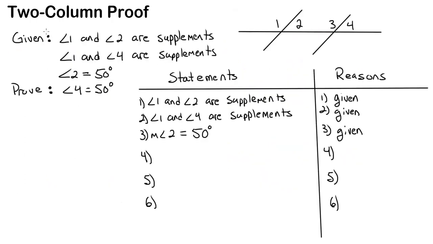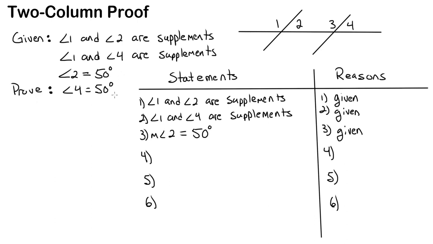So let's take a look at a two-column proof for this concept. We take a look at this figure here, and it says given angle 1 and angle 2 are supplements. So here's angle 1 and angle 2. They are supplementary. And angle 1 and angle 4 are supplements. So angle 1 and angle 4 are also supplementary. And we're also given that angle 2 measures 50 degrees. So given that information, we need to prove that angle 4 also equals 50 degrees.